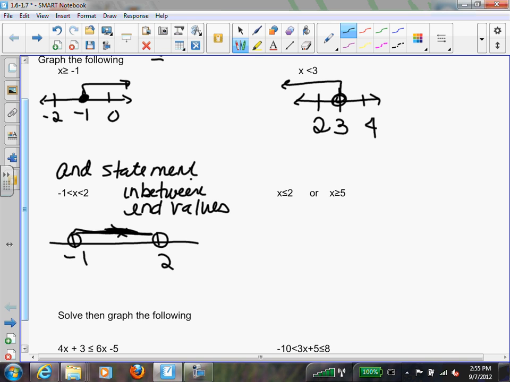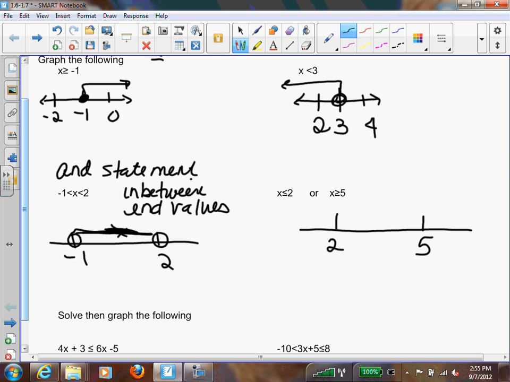And so this is an or statement. And it looks like water going out. Okay? So our n values here are 2 and 5. Solid in each case. So I'm saying x is greater than 5 or x is less than or equal to 2. So those are always going to go opposite each other.